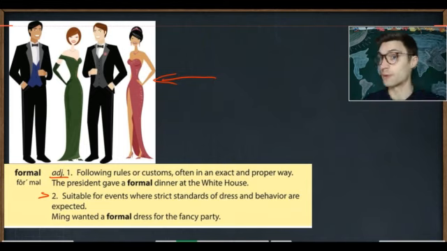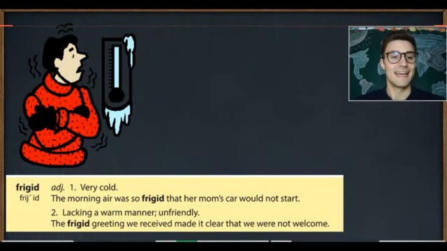It's very formal. Have you ever been to a formal party? I don't like it that much. Ming wanted a formal dress for the fancy party. Formal. Next, it's frigid. Frigid has two adjective meanings. The first adjective for frigid, we use this word to describe very cold.